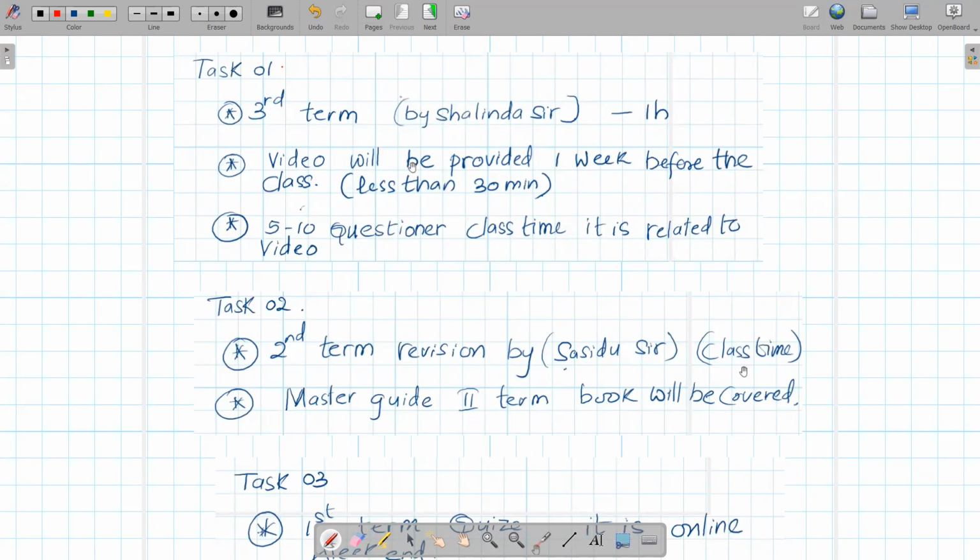Okay, students. So this is the next 3-month plan. I already explained in the classroom also. Here you can see we are going to cover 3 terms: first term, second term, and third term. The whole lesson in this 3 months. If you miss something, you can easily understand what the missing sessions are.